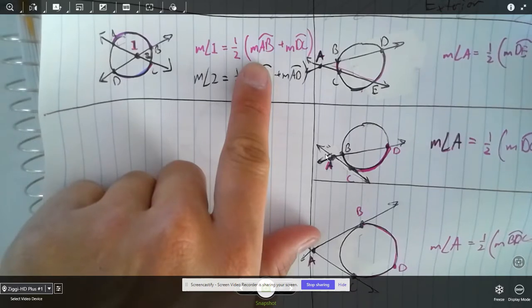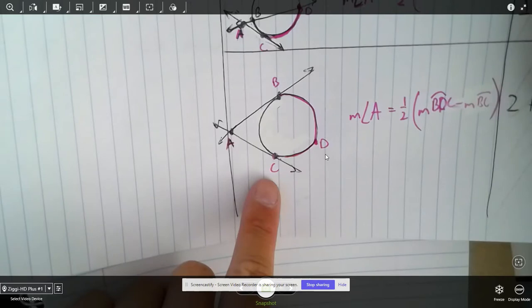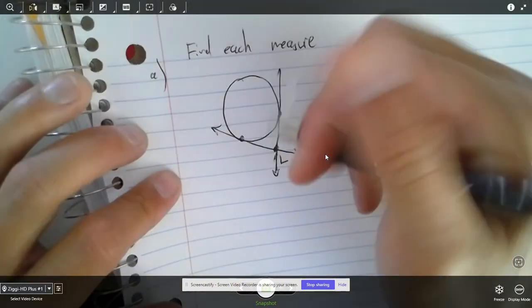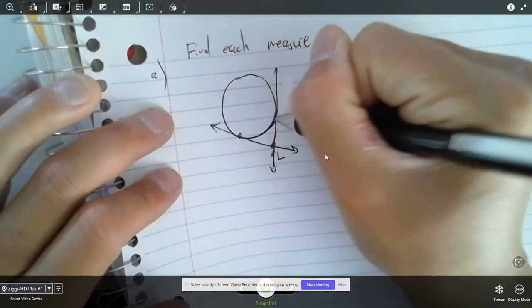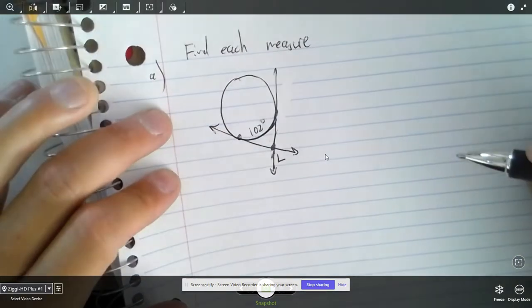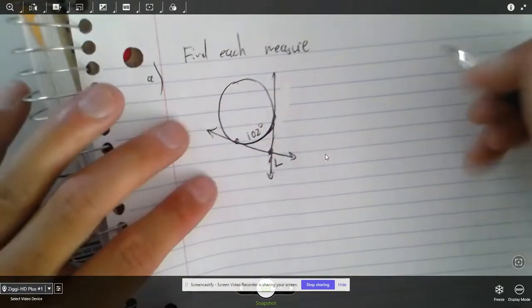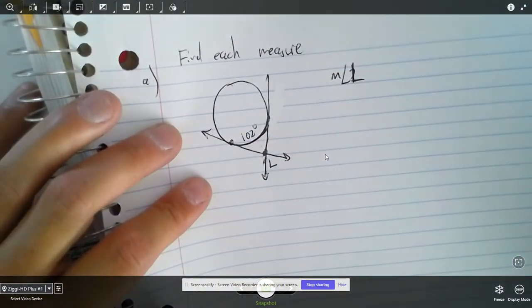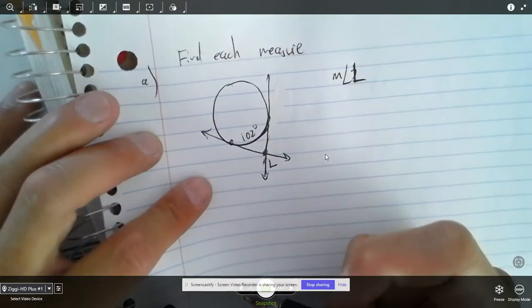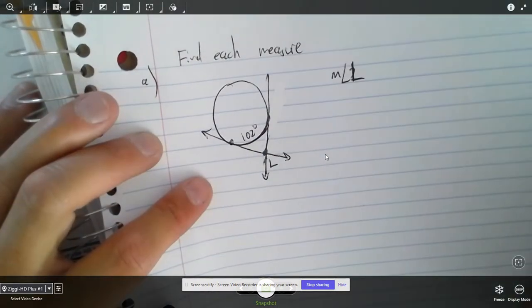So you take a look at your notes. I just pulled my notes away from you. So let's say that this little arc right here is 102 degrees. And I want to solve for the measure of angle L. That's what I'm solving for. It's going to say, find each measure, find the measure of angle L. And it's just going to leave it like that. It's going to be blank, okay?